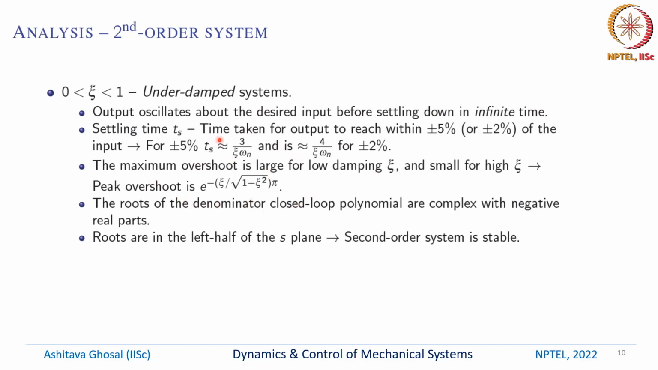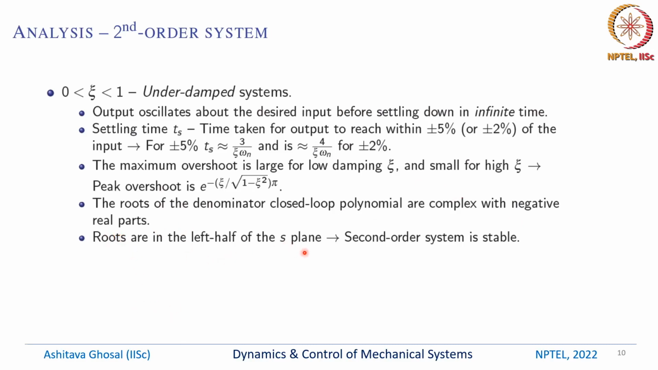You can see that the peak overshoot formula is given by e to the power minus psi divided by square root of 1 minus psi square into pi. So if you have low psi, then we'll have larger peak overshoot. The roots of the denominator of the closed loop polynomial are complex with negative real parts. So it is in the left half plane.